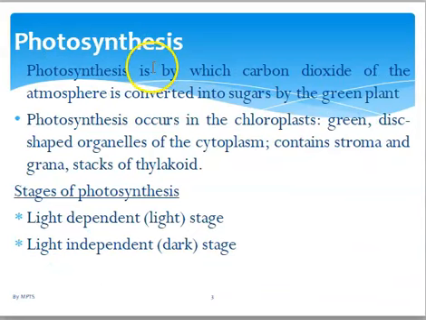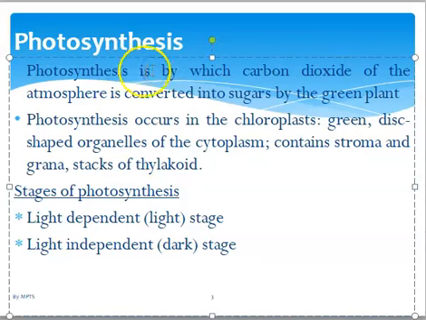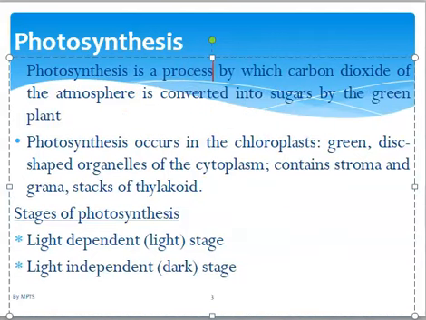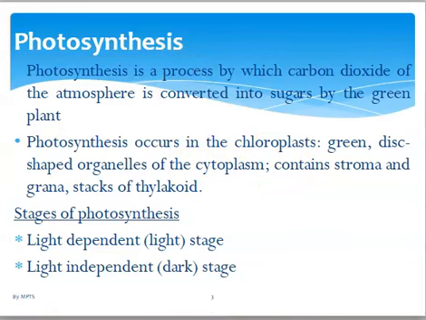Now, I was supposed to describe photosynthesis, but let me briefly talk about it. Photosynthesis is a process by which carbon dioxide in the atmosphere is converted into sugars by growing plants. It occurs in the chloroplasts. There are two stages of photosynthesis: the light stage and the dark stage, which is called the Calvin cycle.